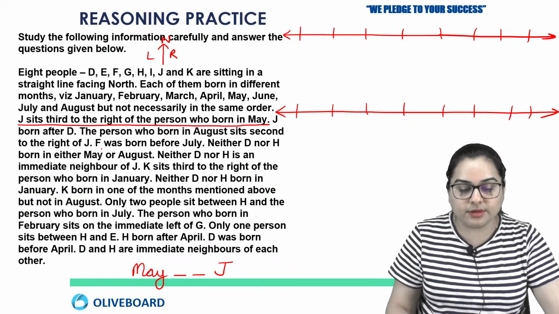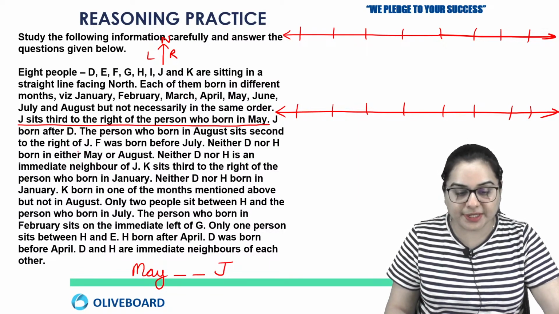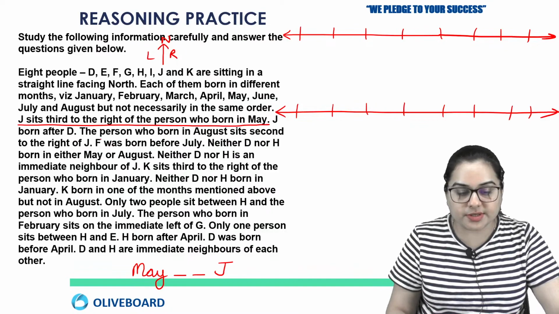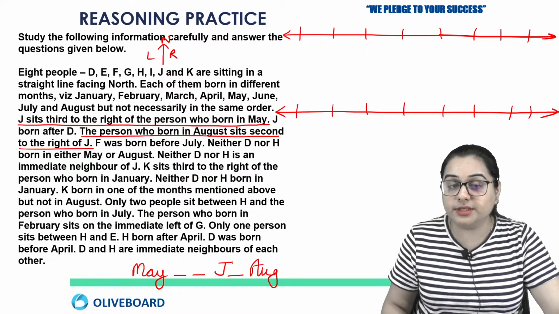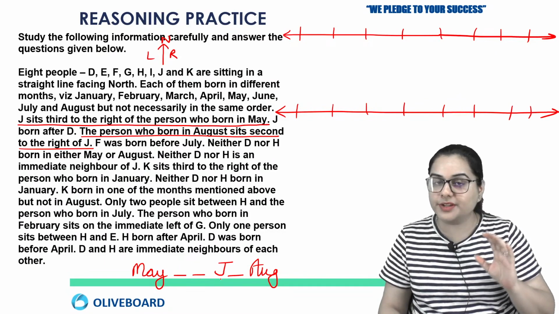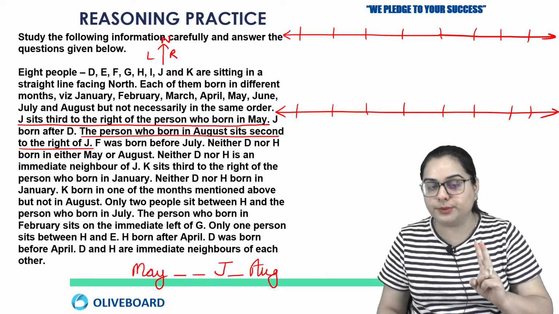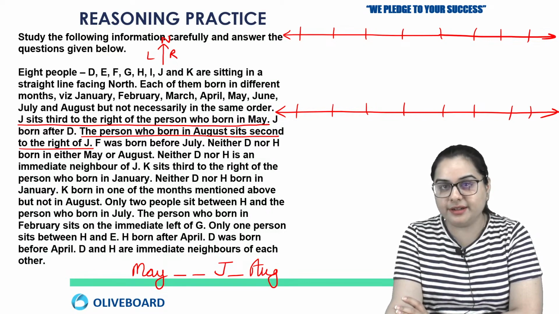So this is occupying 4 positions, but I have 8 positions in my row, right? So let's find any other information which is related to J and May. Here we have the person who is born in August sits second to the right of J. So second to the right of J means here I'm going to write August. Now this makes the information for how many positions? 1, 2, 3, 4, 5, 6. Now this occupies 6 positions, but I still have 2 more positions in my row. So what else do I have now? In your question you can find about D and H.